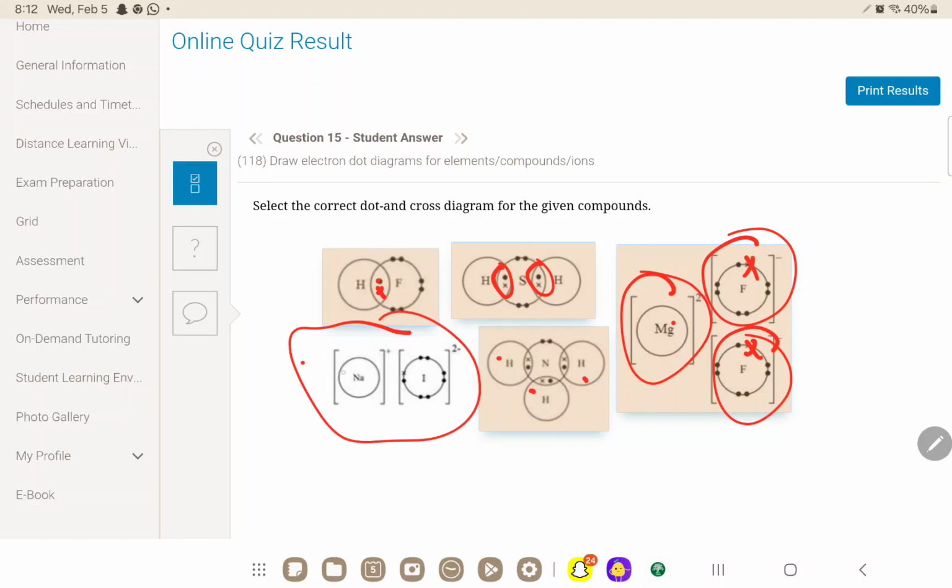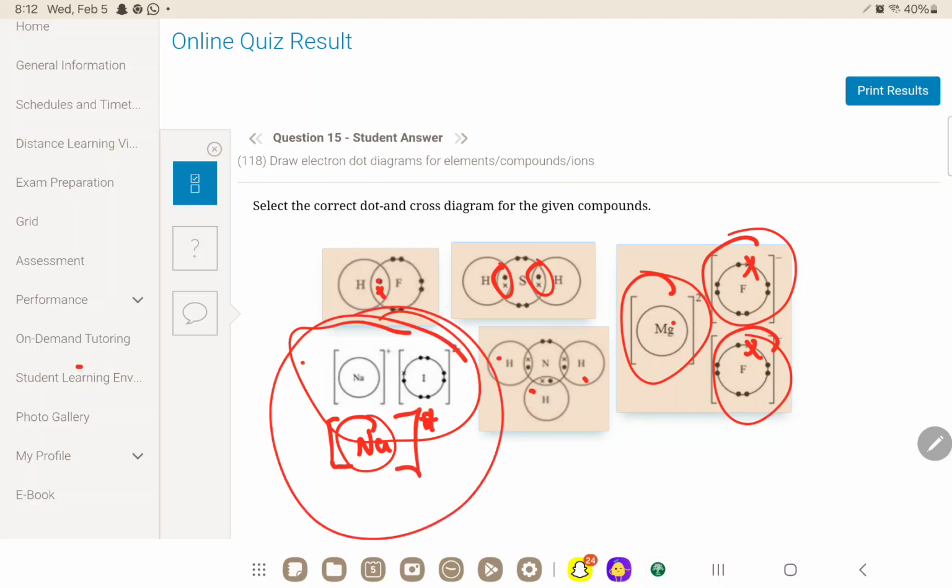Here, Na plus and I2 minus. If it's I2 minus, then you need 2 Na pluses to cancel it out. So if the answer was like this, then this would be correct, but it's not, so it's not.